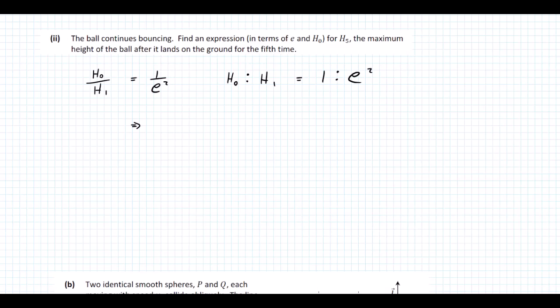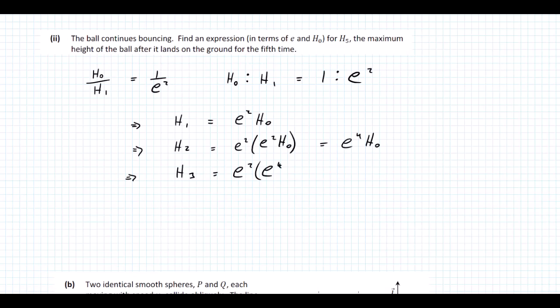So let's write some of these things down. We're going to start with h1. That's just going to be e squared times h0. We've got to multiply the first height by e squared to give us the second height. So to find h2 then, we just do the same thing again. We're going to multiply e squared by e squared h0, so that's going to give us e to the power of 4 h0. Go again, so h3 is just going to be equal to e squared times e to the power of 4 h0, which is e to the power of 6 h0.